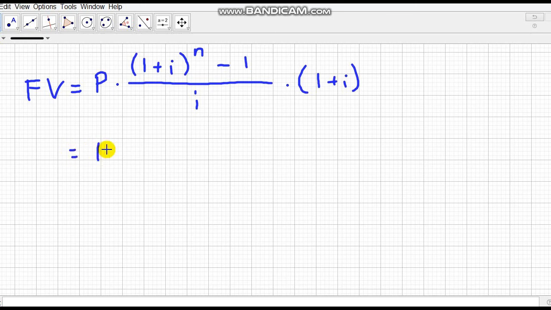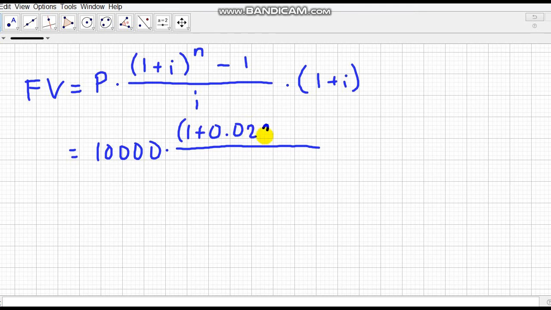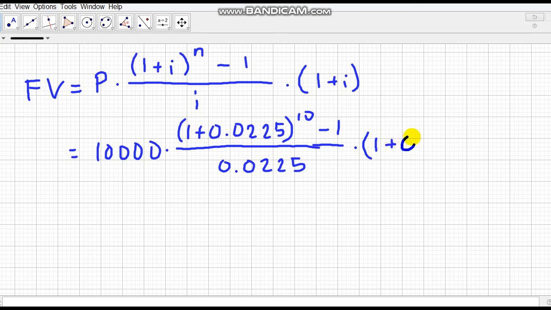The periodic payment is 10,000, times 1 plus I, which is 0.0225, raised to N, which is 10, minus 1, all over 0.0225, times 1 plus I, which is 0.0225. Another word of advice: let us be careful in how we compute it using the calculator.